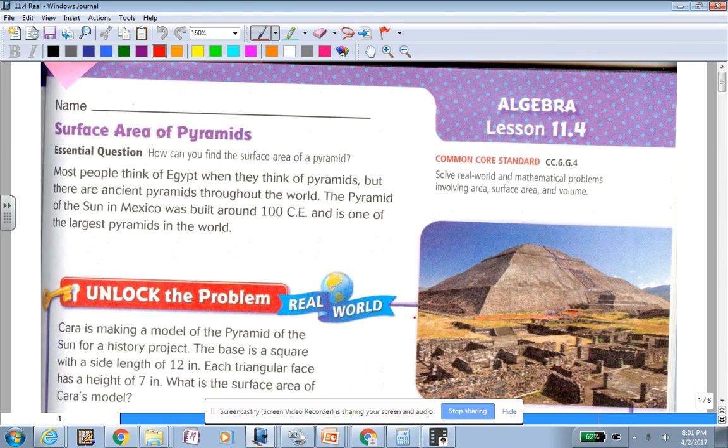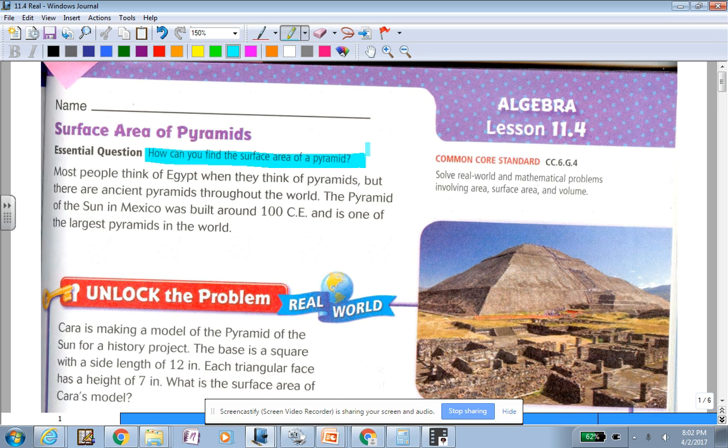Lesson comes from 11.4 in Go Math, where we're focusing on determining the surface area of pyramids. The essential question does in fact read, how can you find the surface area of a pyramid? And today's focus will be just that.